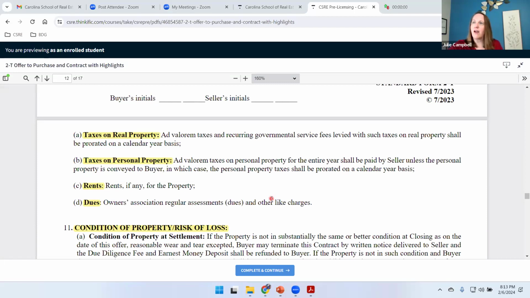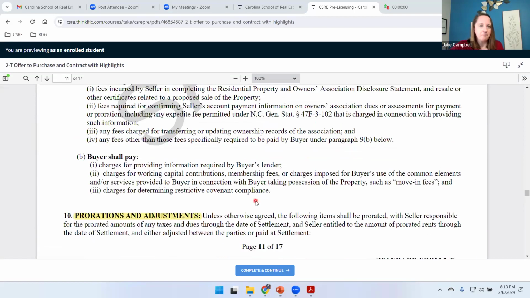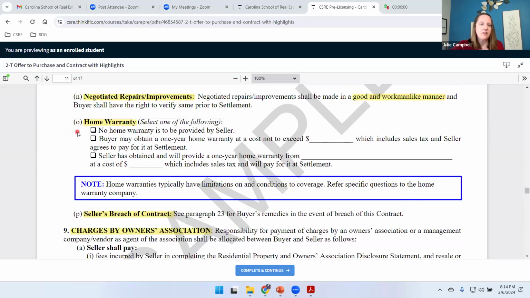Question comes in, does the seller have to pay for a home warranty? Absolutely not. I'm going to go back up. We can see that's a completely negotiable field. So they can select no home warranty is to be provided by the seller. Totally negotiable.